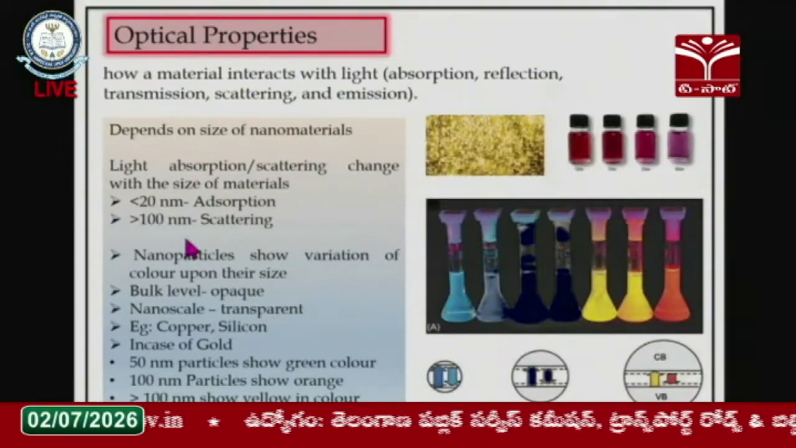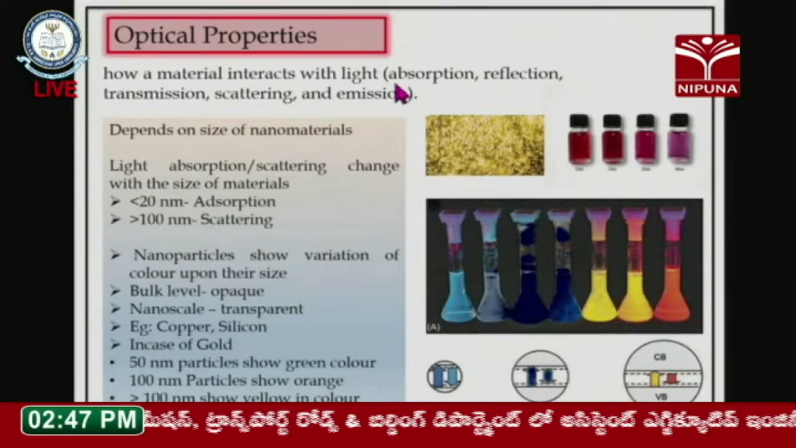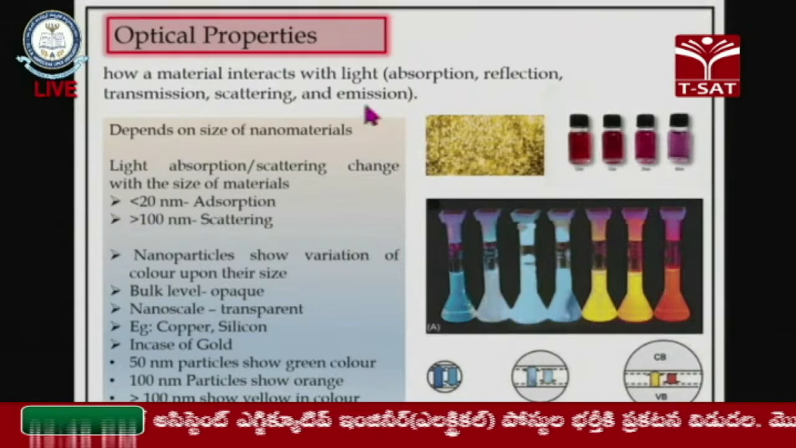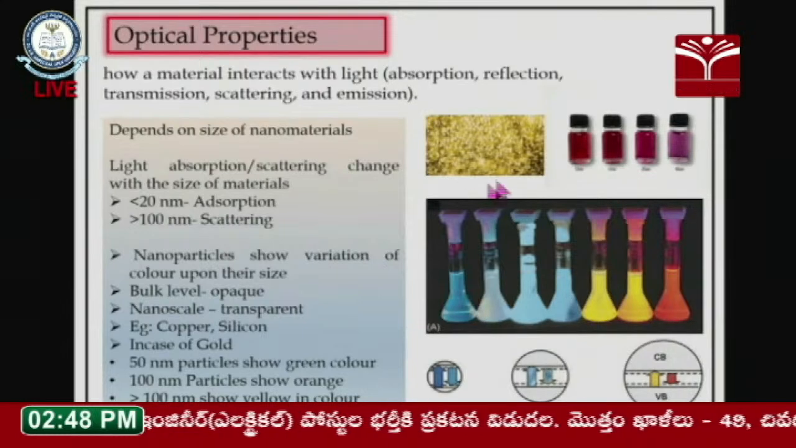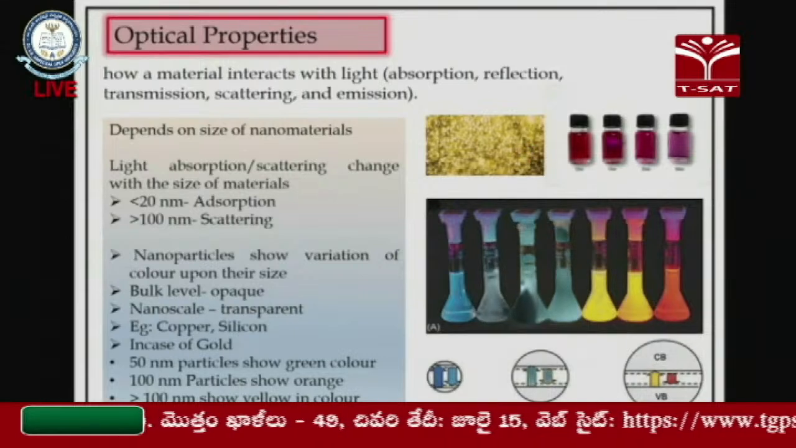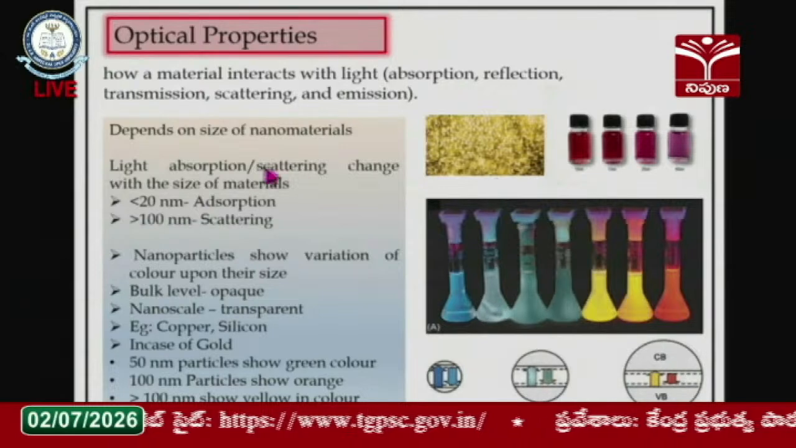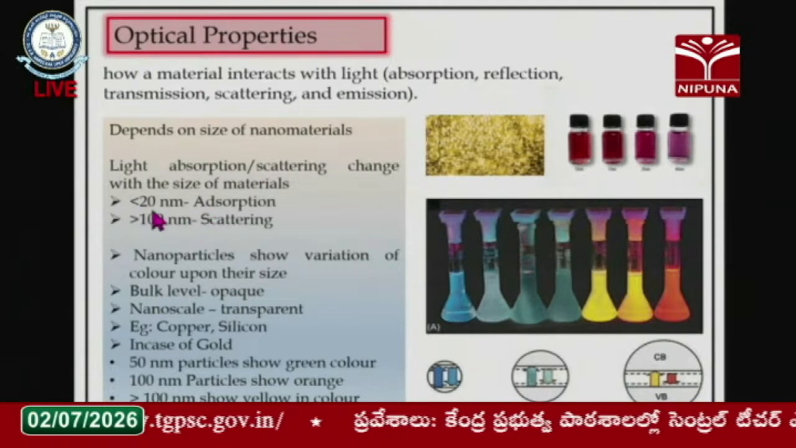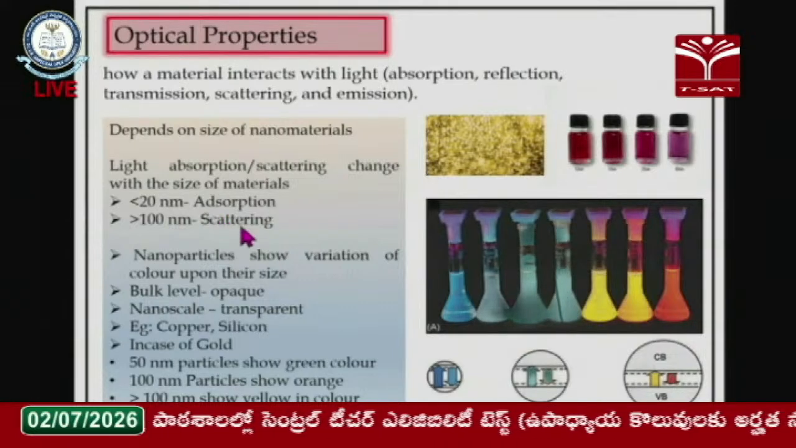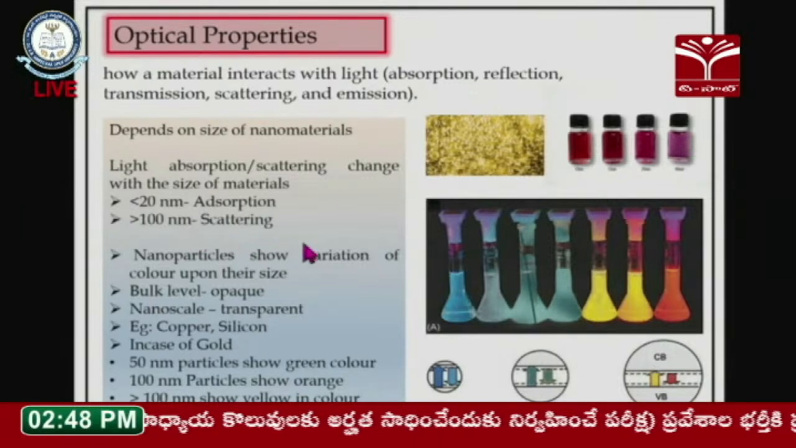Now coming to the optical properties, we know the basic properties of light: absorption, reflection and transmission, and of course scattering and emission also. So this is gold, as madam has told already, that this is the bulk thing, but when they come to different nano levels, they change their colors. And here also we can see, if the nanoparticle is less than 20 nanometers, it is absorption, and if it is more than 100 nanometers, it is a scattering property.